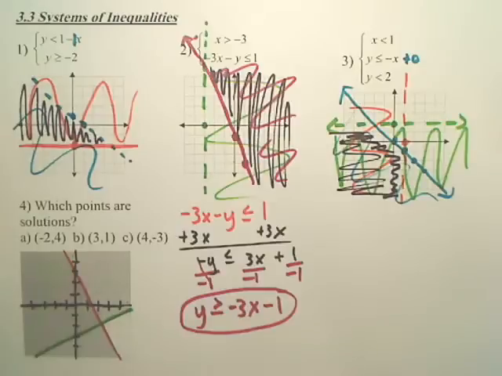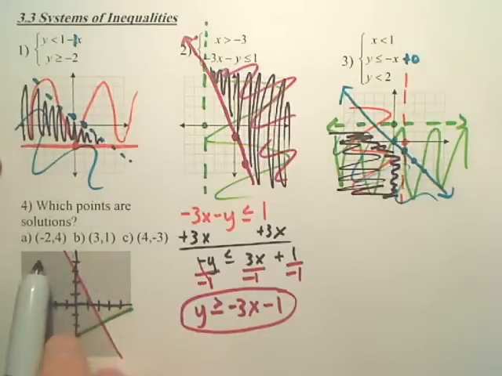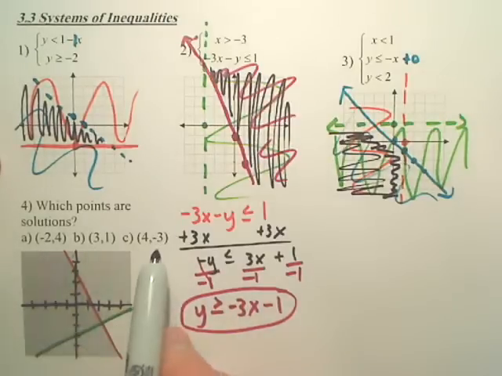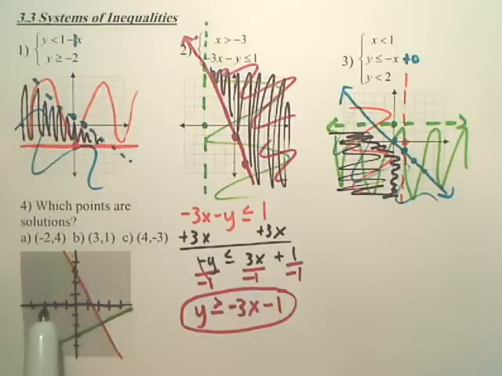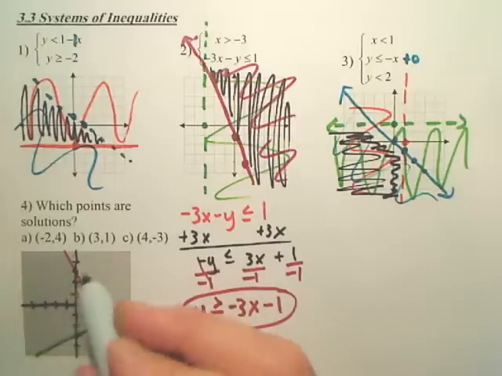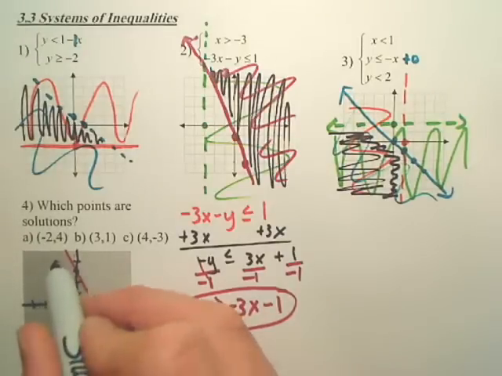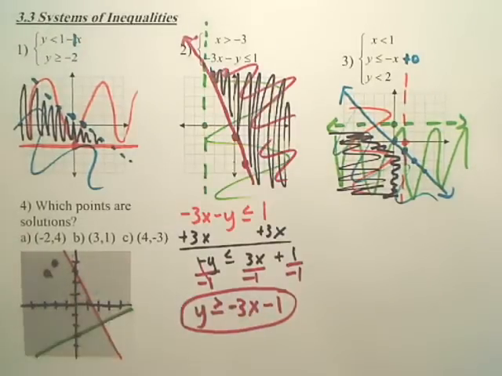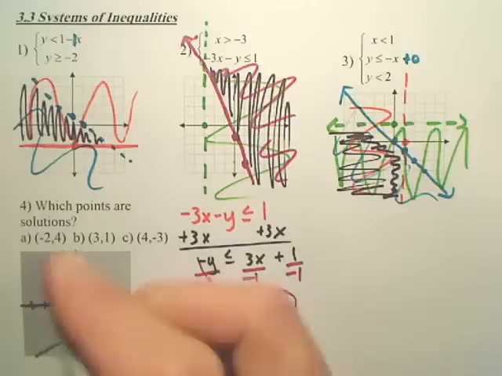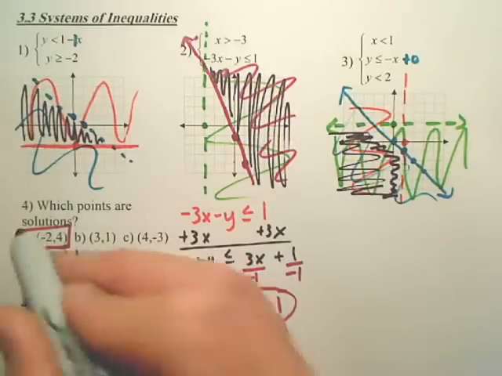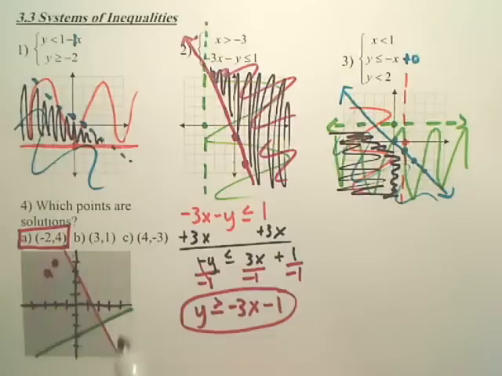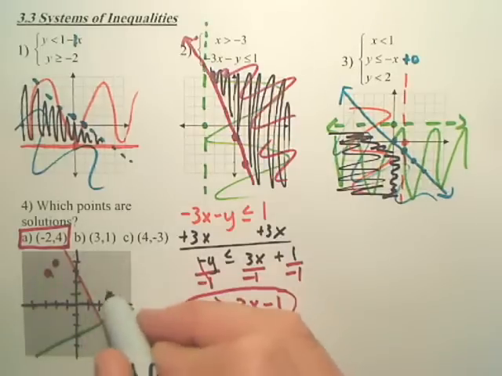The last one's pretty easy. It's basically just asking which of these 3 points, if any, are in the double shaded region right here. It's kind of almost like a gimme question. You just look at it with negative 2, 4. Negative 2, 4. Is A in the double shaded region? Yeah. So that's an answer. Next one, 3, 1.